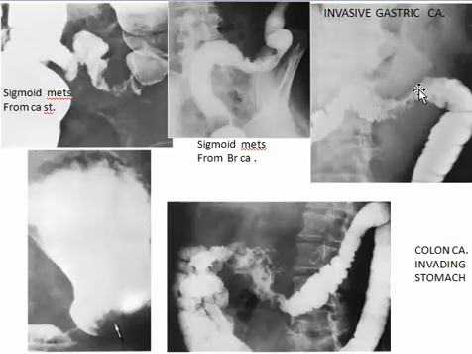Here the transverse colon, as you see, there is soft tissue here narrowing the lumen of the stomach and indenting the colon with marked coarseness of the mucosa. It is invasive gastric carcinoma.